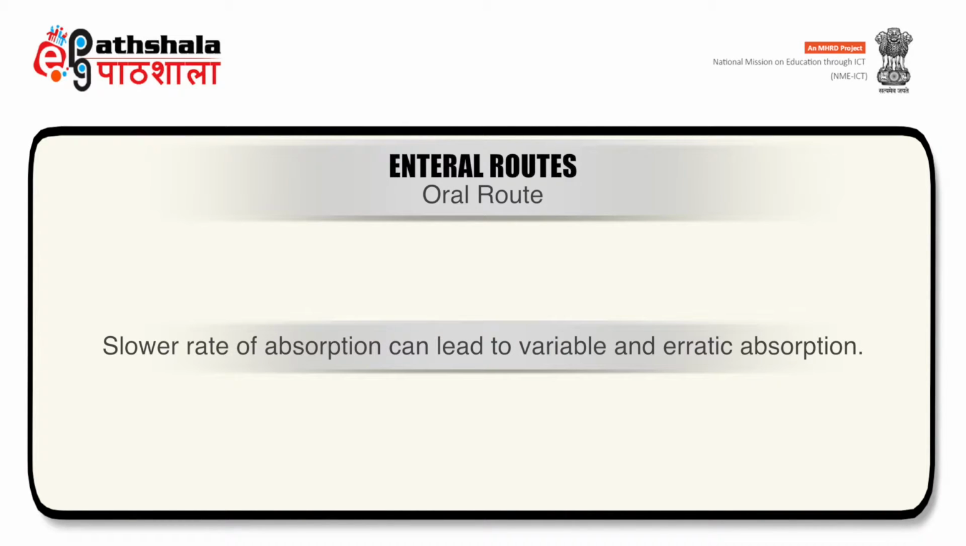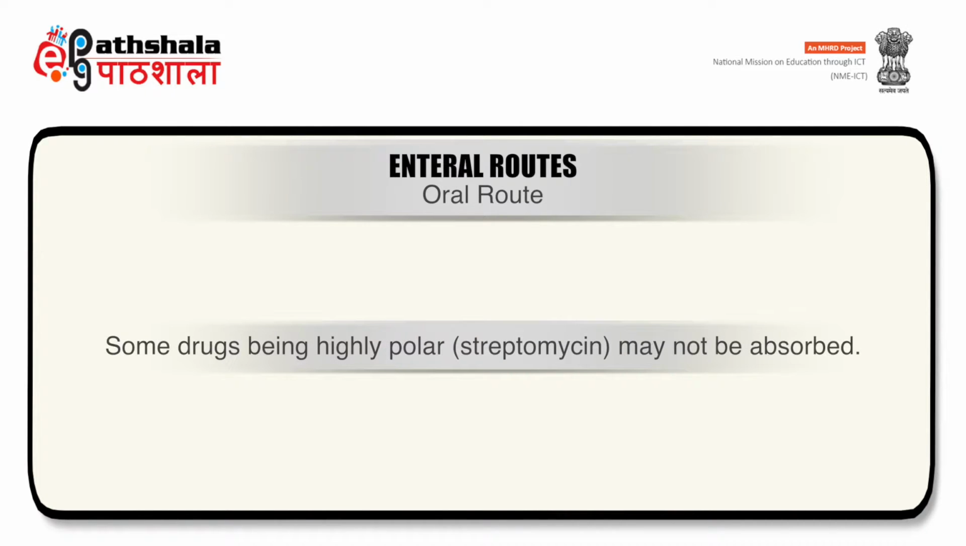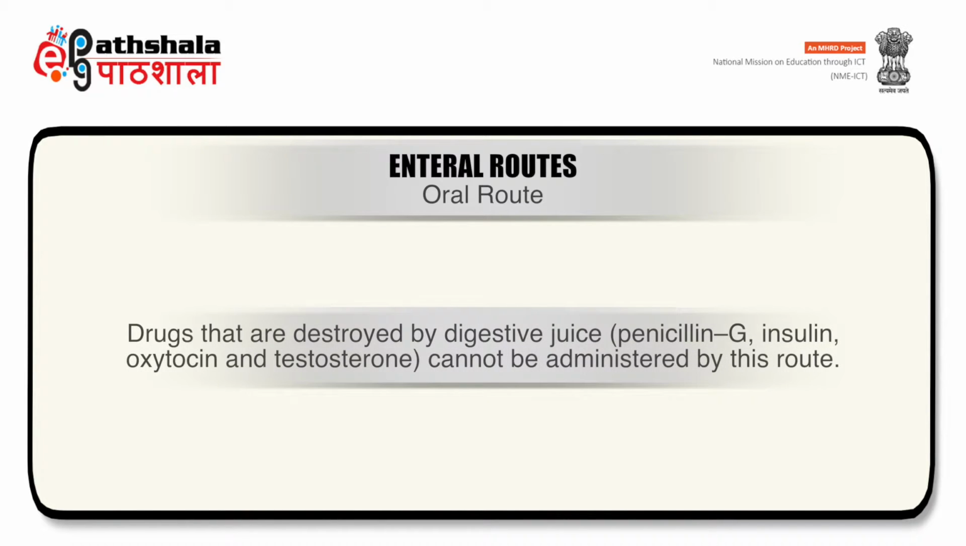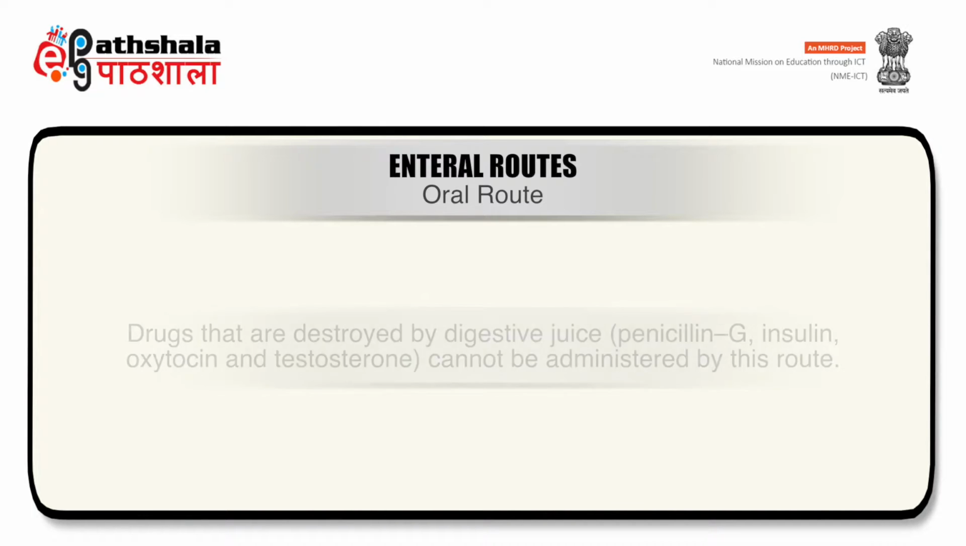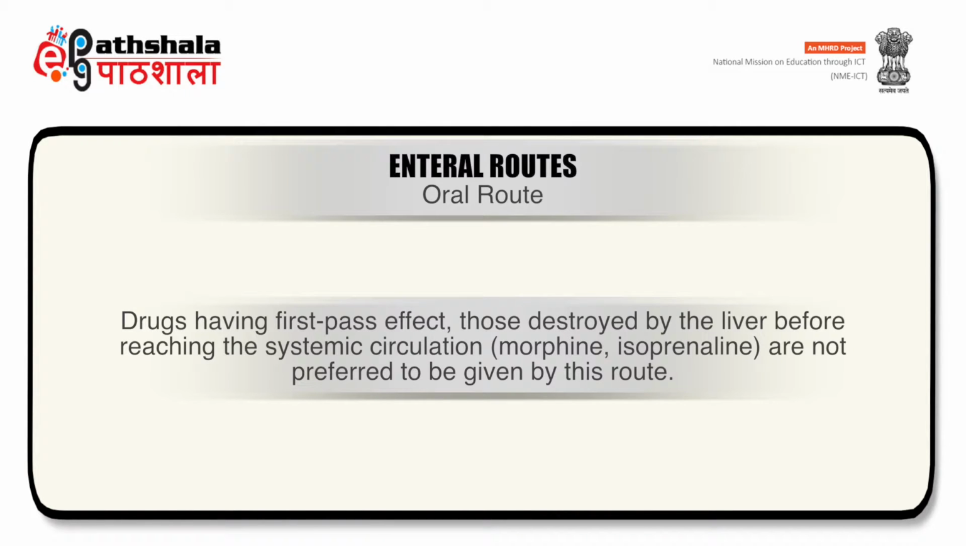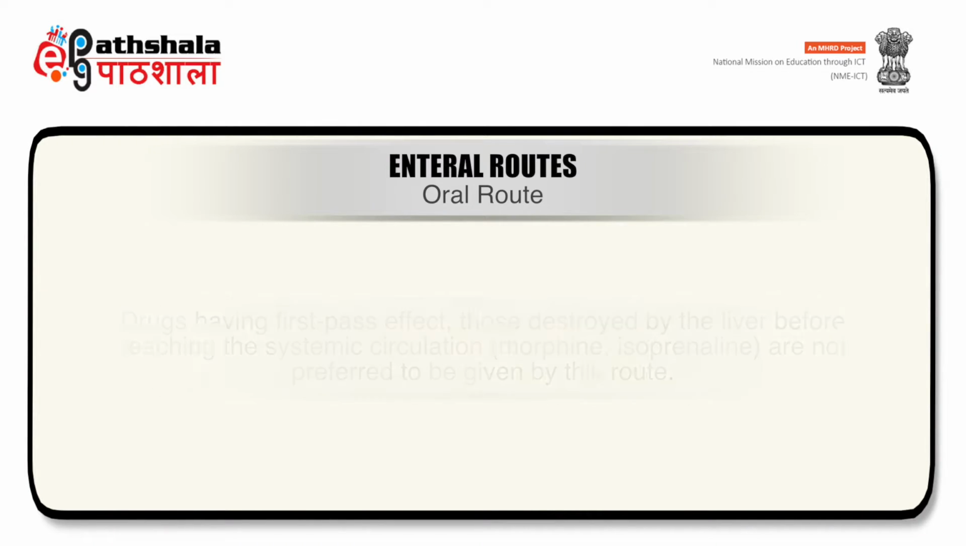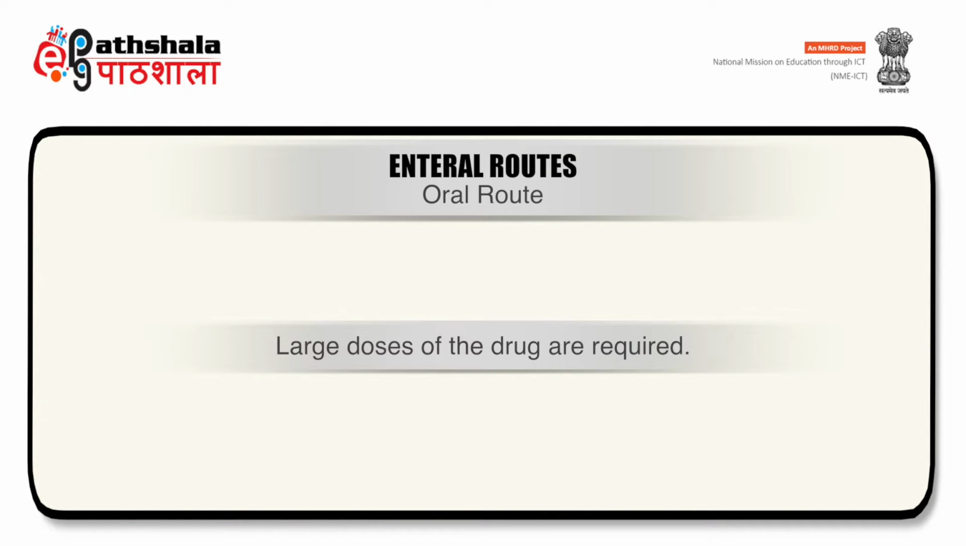Other demerits include drugs cannot be given by this route to an unconscious, uncooperative and vomiting patient. It has slower rate of absorption and can lead to variable erratic absorption. Some drugs being highly polar like streptomycin may not be absorbed. Drugs that are destroyed by digestive juices like penicillin G, insulin, oxytocin and testosterone cannot be administered by this route. Drugs having first pass effect, those destroyed by liver before reaching the systemic circulation like morphine and isoprenaline, are not preferred to be given by this route, and large doses of drug are required by this route.